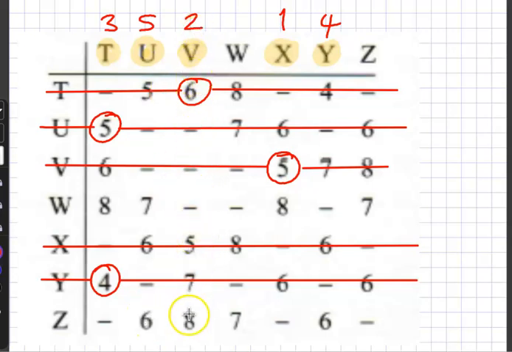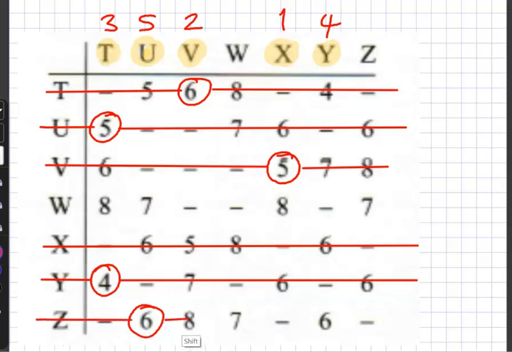Go down the V column. 8. No, that's not smaller. So 6, 6, 6 still. 8. No, 8's not smaller. And Y. Okay, so I've got another 6. So I've got two 6s there. I've got U connected up with Z, and I've got Y connected up with Z. It does not matter which one I go with. I'm going to go with the first one I came across, which is that 6 there.